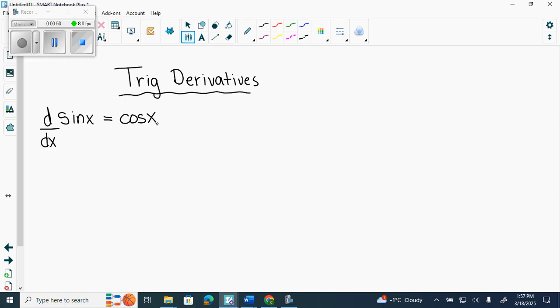The other thing to do as well is any trig ratio that starts with a c, its derivative is negative. And any trig ratio that starts with not a c, its derivative is positive. So it's kind of easy to remember the signs. So sine starts with an s, it's positive. The derivative of cos x equals negative, because it starts with c, sine x.